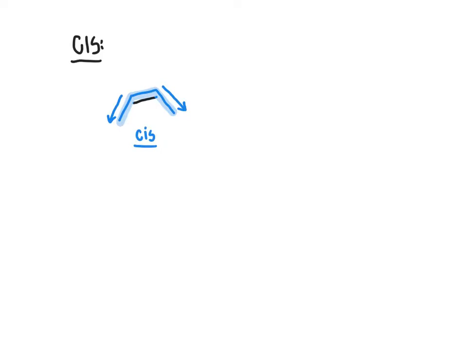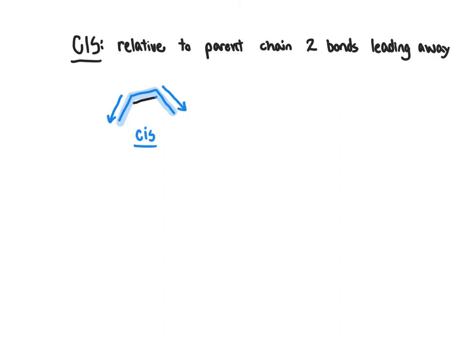So when we describe a molecule as cis, what we're saying is that relative to the parent chain, remember that the parent chain is the longest carbon chain that contains both of the carbons of the alkene group. So relative to the parent chain, the two bonds leading away from the carbon-carbon double bond are on the same face of the molecule.